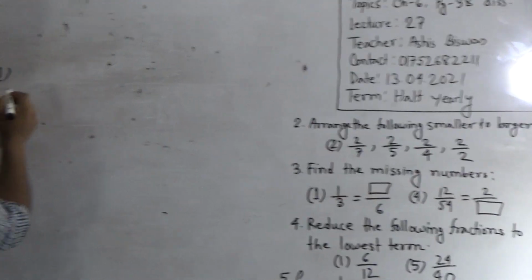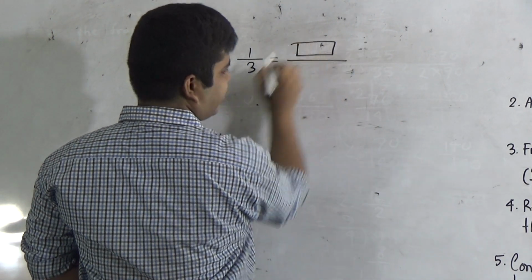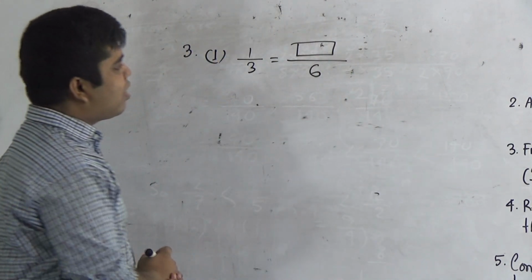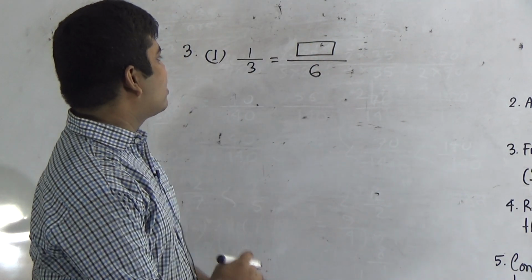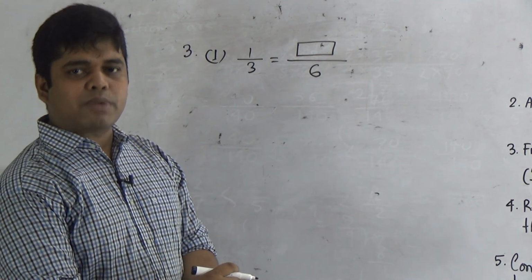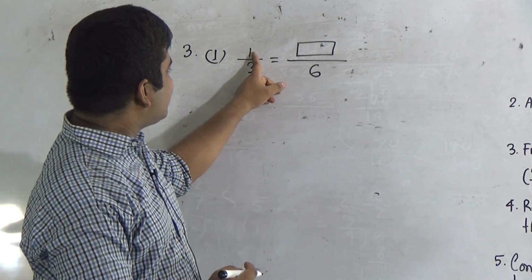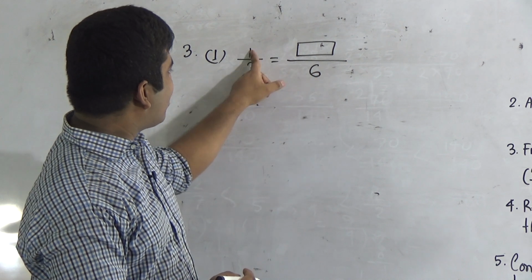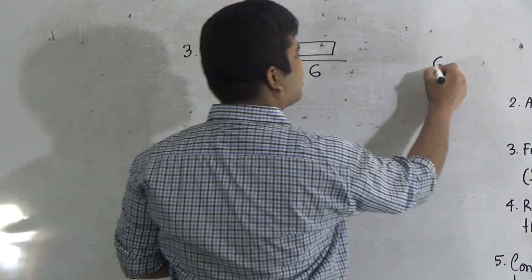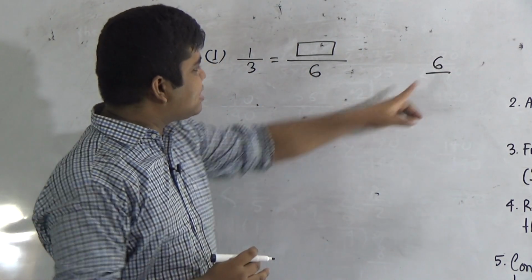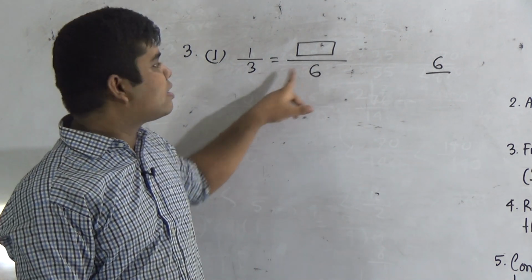Number 1. Here 1 by 3 equal to gap divided by 6. So how can we find the missing numbers? At first we do cross multiplication. 6 and 1, 1 and 6. If we multiply this 1 and 6, then we get 6. Okay, this 6 is divided by this number and we get the missing numbers.